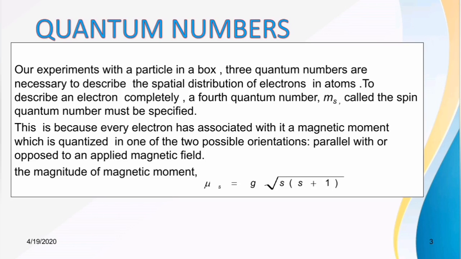Spin quantum number. It is the fourth quantum number. It describes energy, shape, and orientation of orbitals. All the elementary particles are assigned a spin quantum number, which tells us how much spin angular momentum is associated with that particular elementary particle.